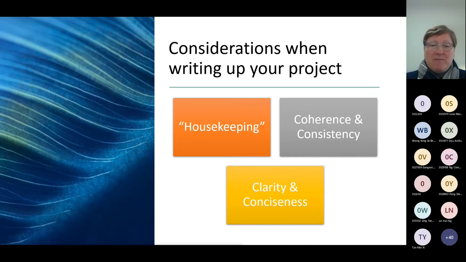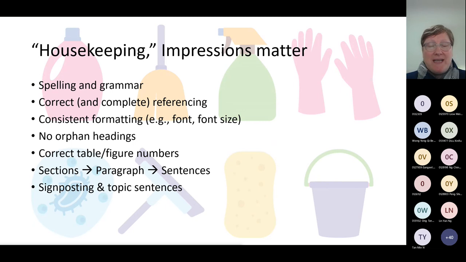When you are marking something, first impressions matter. So you need to take care of the basics. You need to make sure your spelling and grammar are good. You want correct and complete referencing, and you want consistent formatting. These things sound logical, but as a marker, if I see poor spelling, incomplete referencing, font changes, I start thinking, if they're sloppy with these basic things, are they sloppy with their work? It makes me suspicious as to the extent to which you've been thorough with other things. And you don't want the marker to think you've not been thorough with your work.